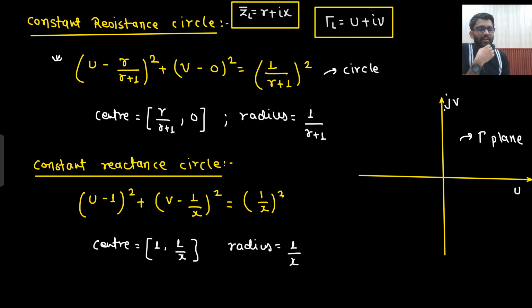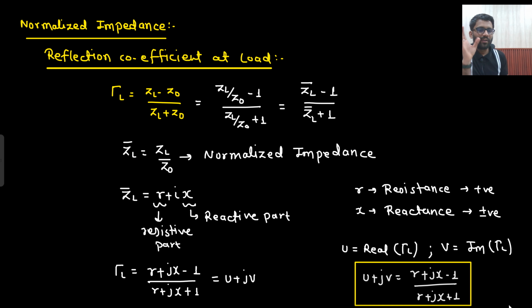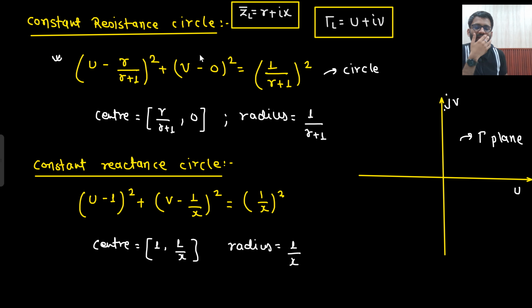So till now, whatever we have studied, let's revise it again. From here we will revise; the rest of the part was mathematics only. We revise gamma L, the load reflection coefficient, voltage reflection coefficient at load. That was given as ZL by Z0 minus 1 upon ZL by Z0 plus 1. That I replaced with ZL dash, the normalized load impedance, where the resistive part is r and the reactive part is x. Then I replaced it with u plus jv. Then u, v, r and x have some relation, and from there we get the equations of the curves.